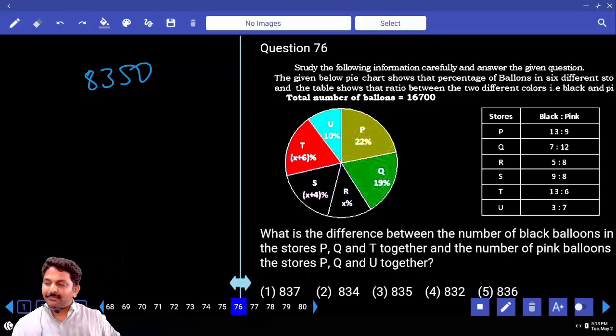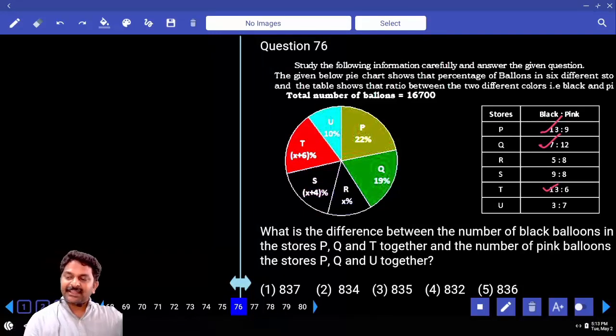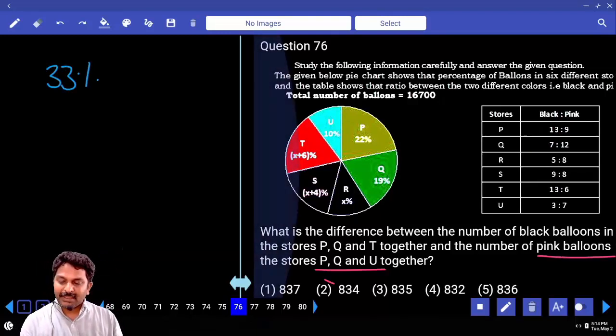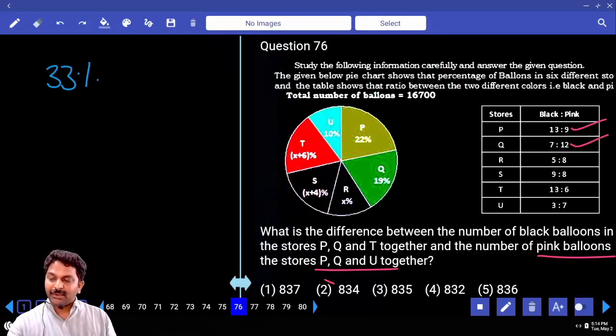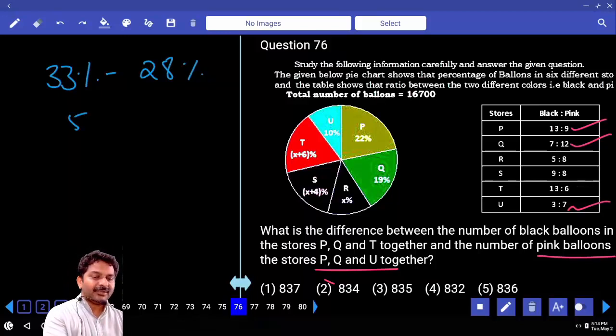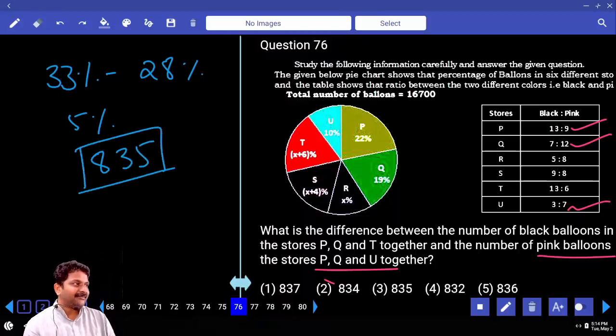What is the difference between number of black balloons in stores P, Q, T and pink balloons from P, Q, U? Black, P, Q, T: 13 plus 7, 20. 20 plus 13, that is 33%. And then pink balloons from P, Q, U: 9 plus 12, 21. 21 plus 7, 28. We were asked to calculate the difference only, which is 5%. For some other question we calculated 50%. Do you remember? 8350. Out of that, 10% value is 5% only, 835.